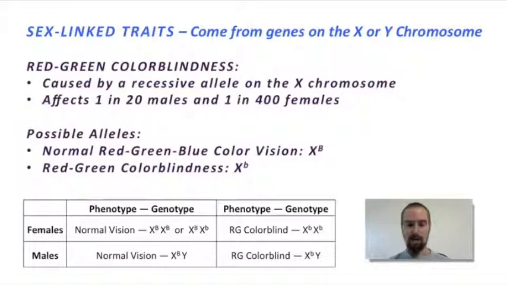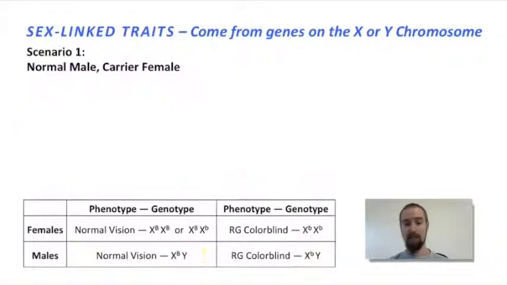In males, however, there is only one possible genotype that results in normal vision, and one that results in red-green color blindness. This is why red-green color blindness is so much more common in males, because with only one X chromosome, there is no chance of overriding a recessive color blindness allele with a dominant allele. One copy of the recessive allele is enough to cause red-green color blindness in males.